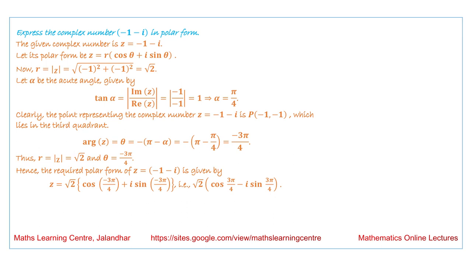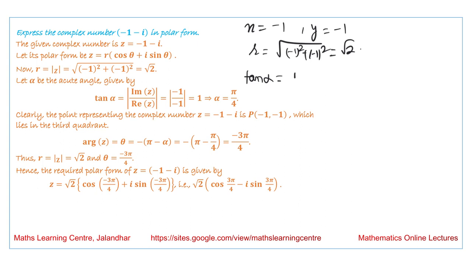Next is the number minus 1 minus iota, and we have to express it in the polar form. So we have x equal to minus 1 and y equal to minus 1. The value of r is the square root of minus 1 squared plus minus 1 squared, that is equal to root 2, and the value of tan alpha is equal to 1. So this implies alpha is equal to pi by 4.